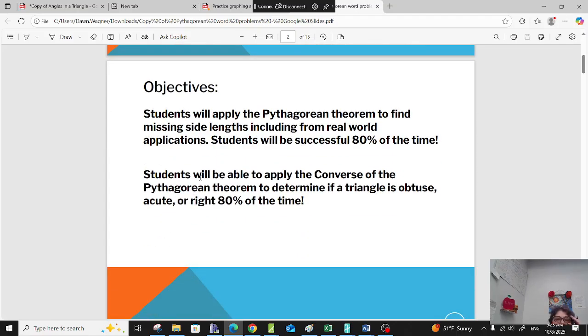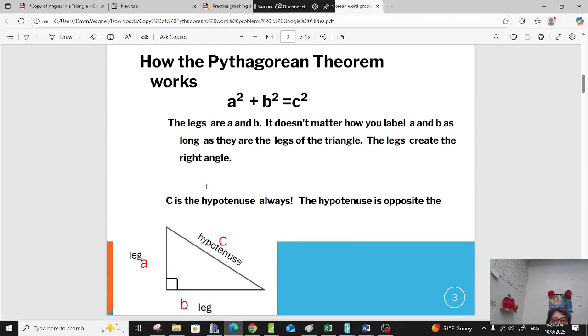Okay, so today students will use the Pythagorean theorem to find missing side lengths, including from real-world applications. Students will be able to apply the converse of the Pythagorean theorem and determine if a triangle is obtuse, acute, or right 80% of the time. So, it works. A and B are the two legs of the right triangle. This only works on right triangles, okay? Now, the legs are what makes the right angle.